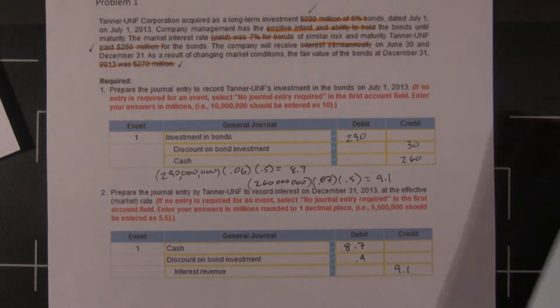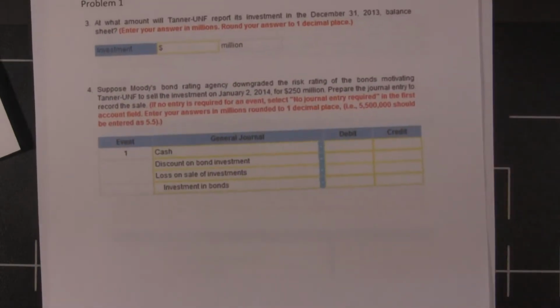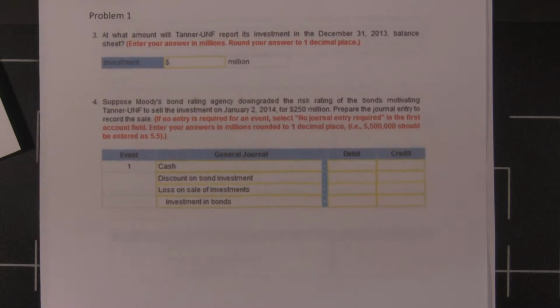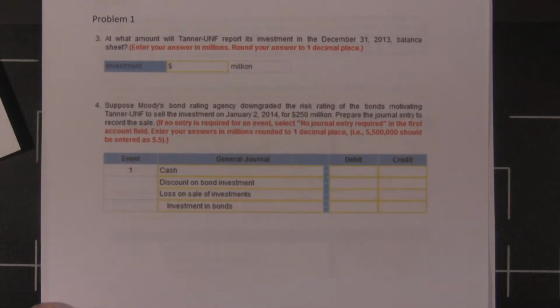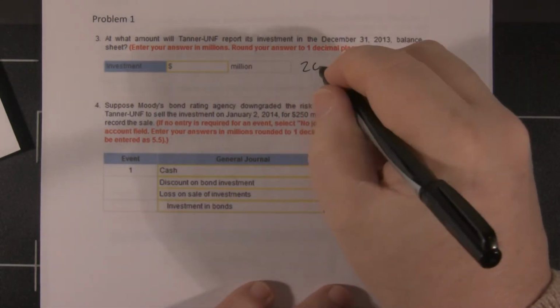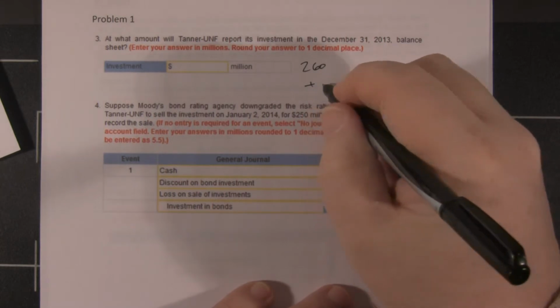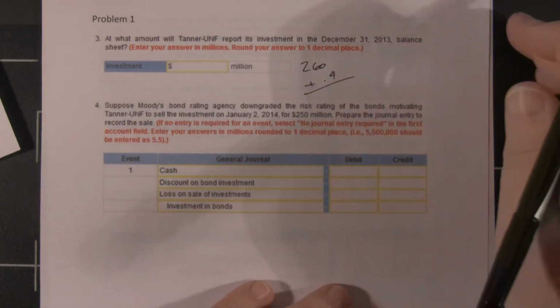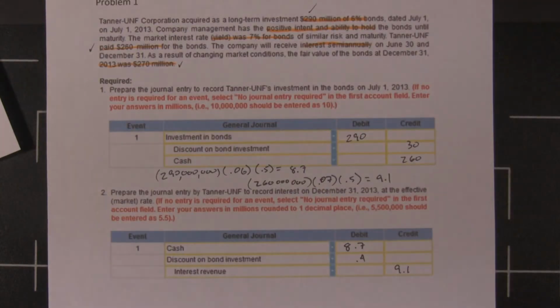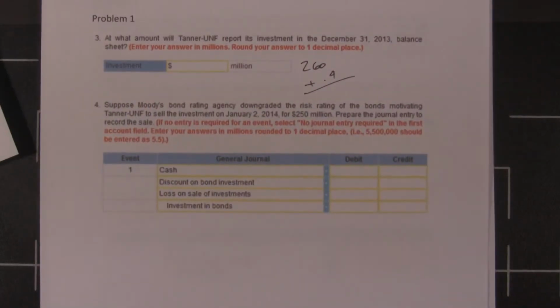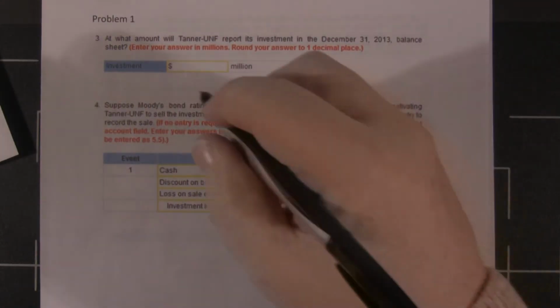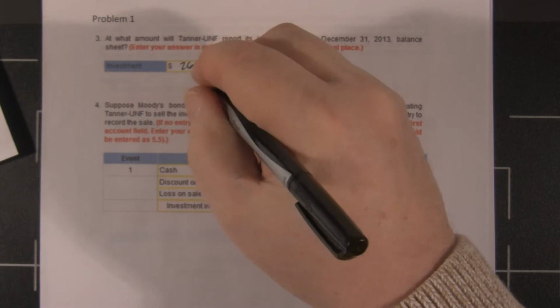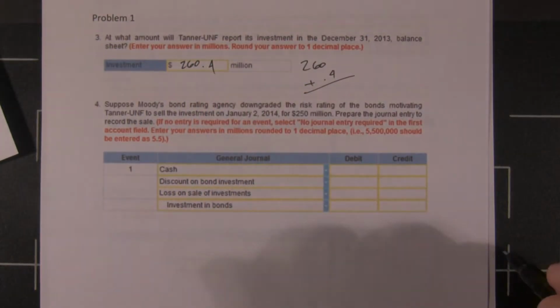Now, the next thing it asks us is how are we going to carry this on our balance sheet. So we got the 260, plus we got the 0.4 that we amortized. Okay, so we're going to carry this on our balance sheet at $260.4 million.